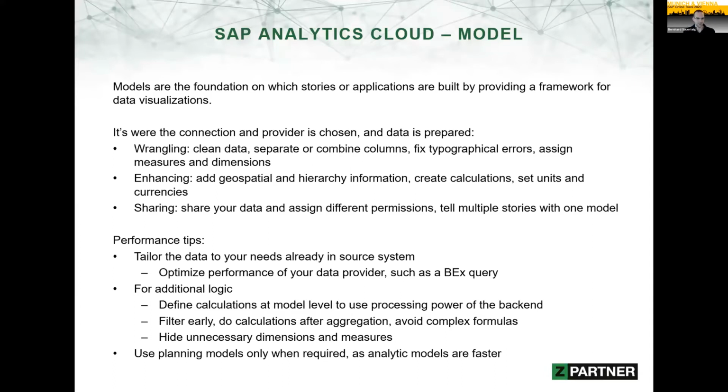So at this point, it's important to know some performance tips. First off, in terms of performance, it's always a good idea to start at the source system. So if you can, tailor your source system provider to your needs as much as possible already in the backend system, and try to optimize performance there. If you need some additional logic that cannot be provided in the source system, then you can add it on model level. So here you can do some additional calculations. And it's always a good idea to filter early, do calculations after aggregations, and avoid complex formulas. Also, if you have dimensions or measures that you are not going to use, then it's a good idea to hide them in order to reduce query loads from the backend.